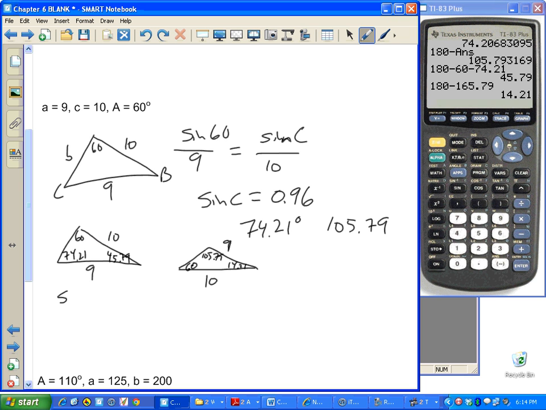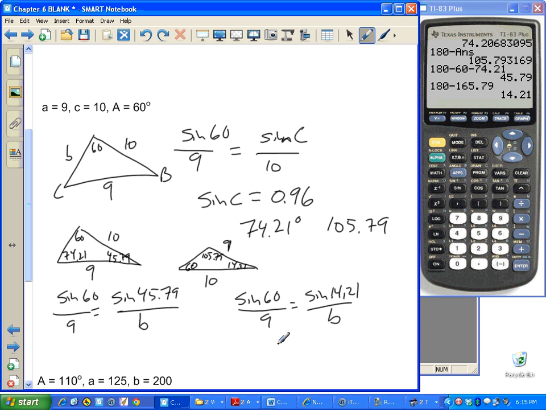So sine 60 over 9 equals sine 45.79 over B. And that would solve this triangle. Or I can have sine 60 over 9 equals sine 14.21 over B. So I'm going to have two solutions, two triangles that could have these properties in them.